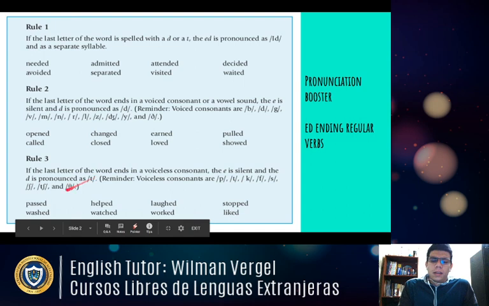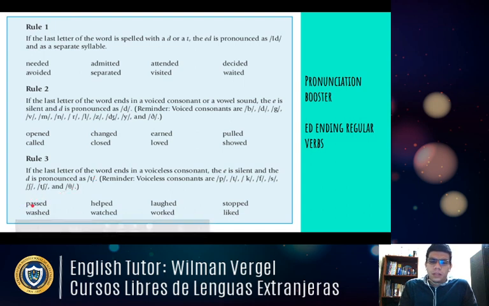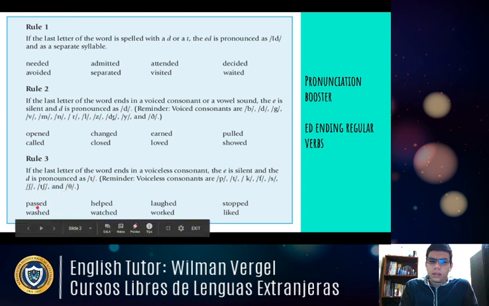So in this first one, we say the double S is pronounced as S in English, as an S sound. So we say pass, passed, wash, washed, help, helped, watch, watched, laugh. This combination is pronounced as F sound. So we say laugh, laughed, work, worked, stop, stopped, and like, liked.